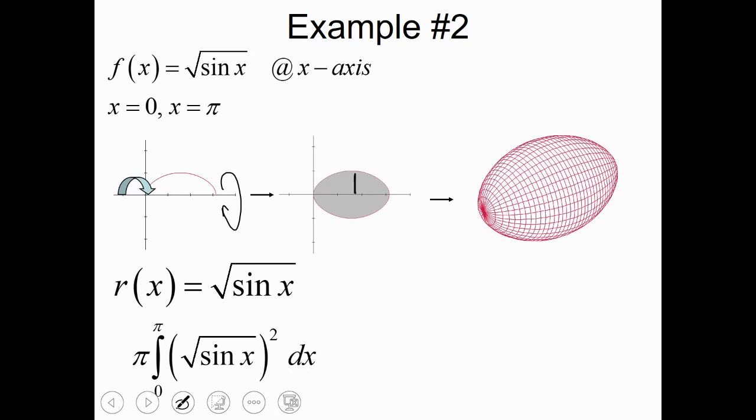My setup is going to have pi out front, and then integrating from 0 to pi of the square root of sine of x being squared, which is just going to end up being integrating sine. When you put that in your calculator, or you could actually do this one by hand pretty easily, you get a volume of 2 pi. We usually don't put units on our answer, but realize it is volume, so it is cubic units.